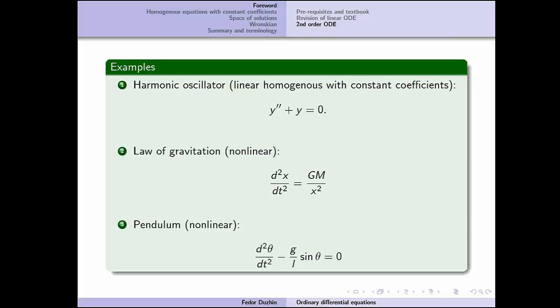The pendulum. This is again a second-order differential equation. Here, theta of t is the unknown function, and g and l are parameters. g is the acceleration of gravity, so on the Earth it is 9.8 meters per second squared, and l is the length of the pendulum.